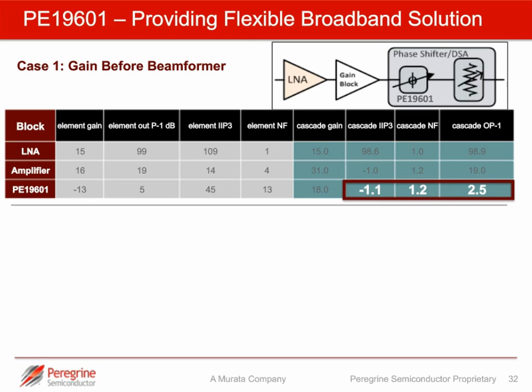The purpose of the gain block in this case is to offset the loss of the beamformer. The question here is, where is the best place to put the gain in the system to optimize noise figure and cascade IP3 or output P1dB? So we can see in this case, the highlighted box at the bottom is showing the calculated cascade IP3, cascade noise figure, and cascade output P1dB. So this is where we have the gain block in front of the phase shifter and DSA.